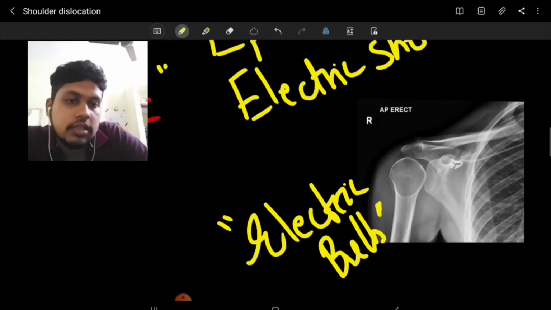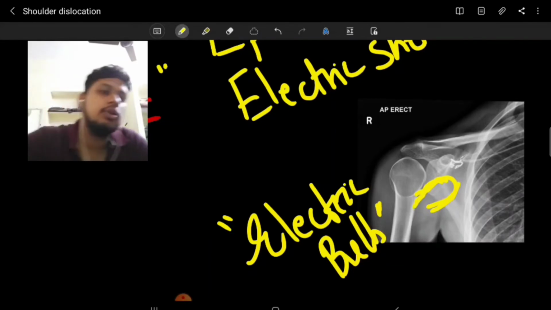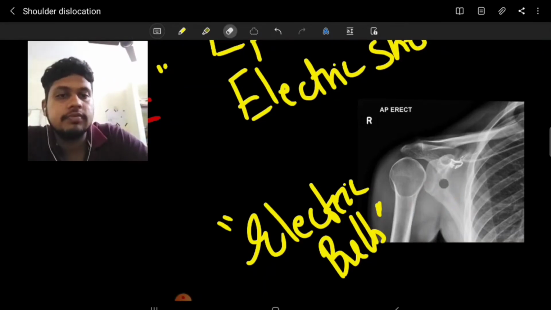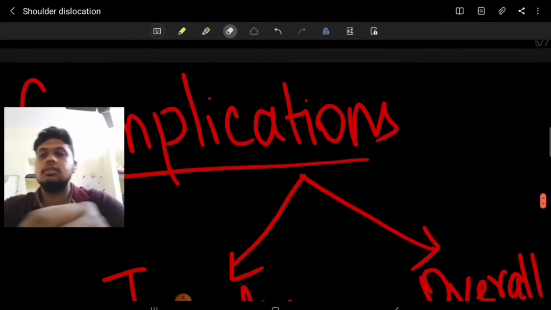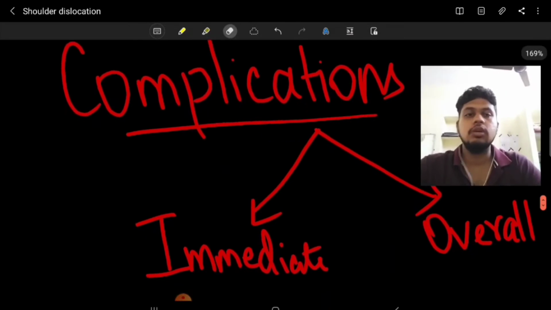And also in case of anterior dislocation, the head of the humerus lies beneath the clavicle, and it superimposes the scapula. So this can be easily diagnosed with the help of an X-ray or even clinically. Next, we are going to see the complications of shoulder dislocation.